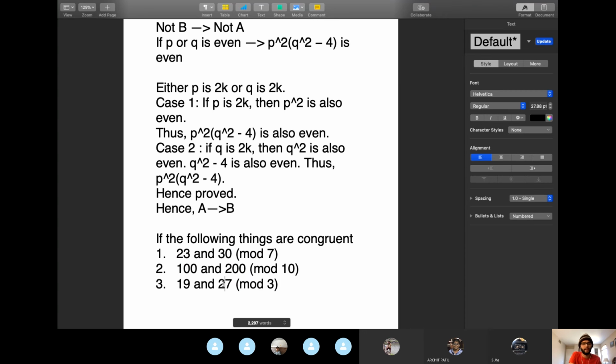Now how do you actually check? Suppose we have two huge numbers, extremely large numbers, and we don't have the time to divide and check the remainders and all of that. How do you do that? You just subtract these two numbers and you see if you get a multiple of this number. You do 30 minus 23, you get 7. 7 is a multiple of 7. You do 200 minus 100, you get 100, which is a multiple of 10. You do 27 minus 19, you get 8, but 8 is not a multiple of 3.